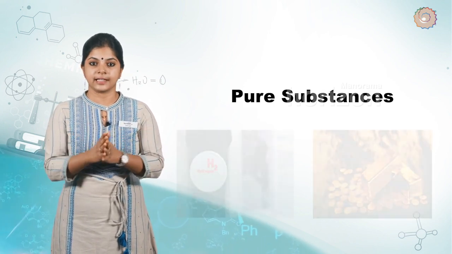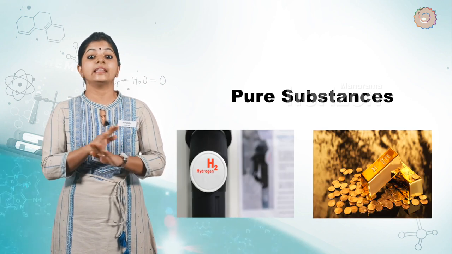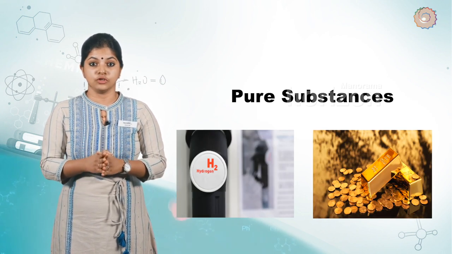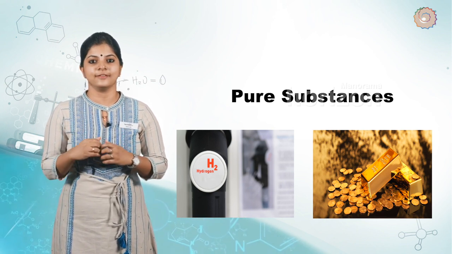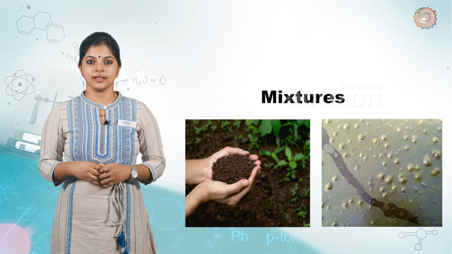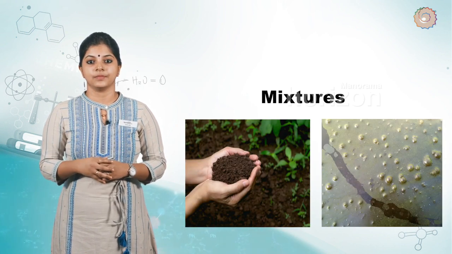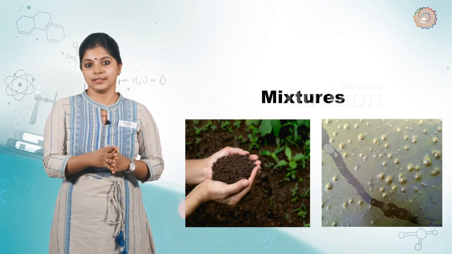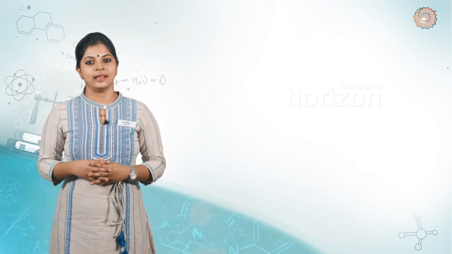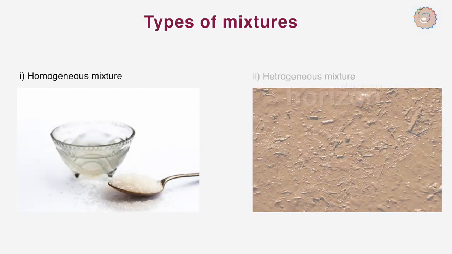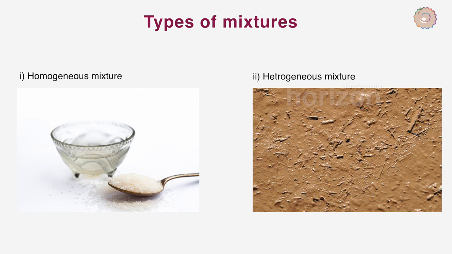So what are the differences between pure substances and mixtures? A pure substance consists of a single type of particle, like I just said now. They cannot be separated into chemical constituents by physical methods, and a pure substance has its own definite properties. Whereas mixtures consist of two or more pure substances. Mixtures can be separated into their components by physical means, and they show the properties of their components. And like mentioned before, mixtures are of two types. We have the homogeneous and the heterogeneous mixtures. Let's see each one in detail.